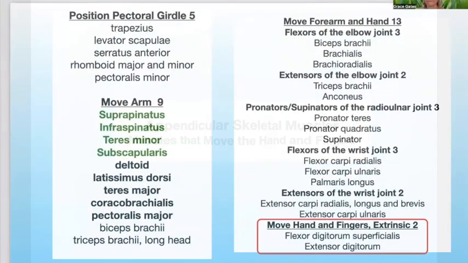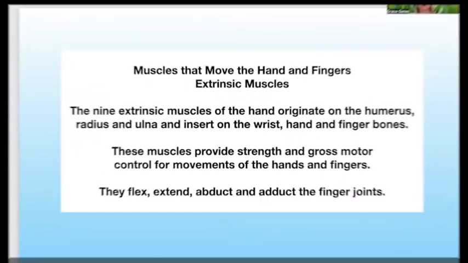All right, so moving on to muscles that move the hands and fingers. So we've gotten out of the muscles that move the forearm and the hand. That was a lot of work, but we did it. And now we're going to look at muscles that move the hand and the fingers. From the extrinsic group, we're only going to look at 2. So let's get started.